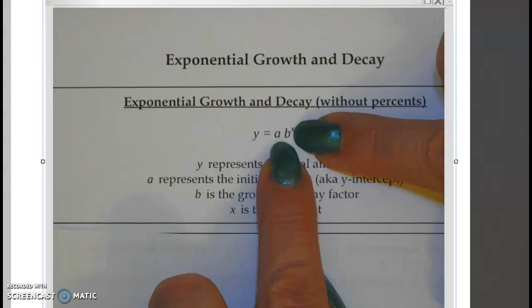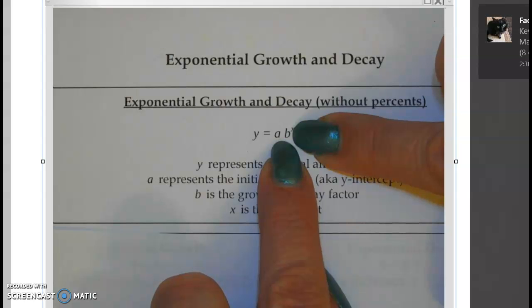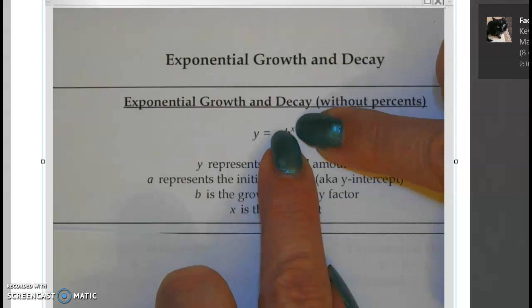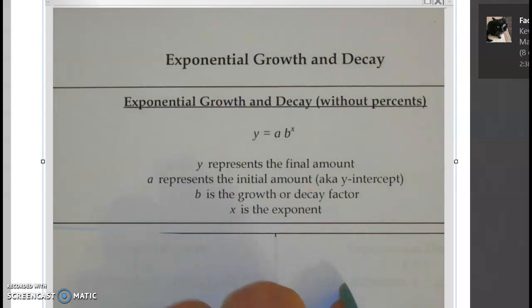The b value is my exponential factor. It is either growth or decay. It is growth if it is greater than 1, and it is decay if it is between 0 and 1. And then it is raised to the x. That's what makes it exponential growth and decay. And that's usually in terms of time. Sometimes not, but usually time. That's how I usually like to think of it. So that you need to copy down ever so quickly.